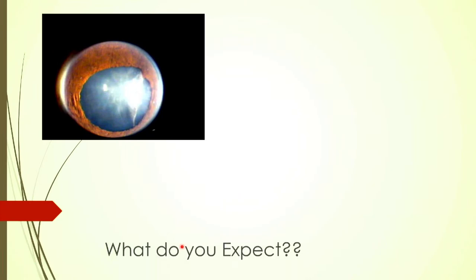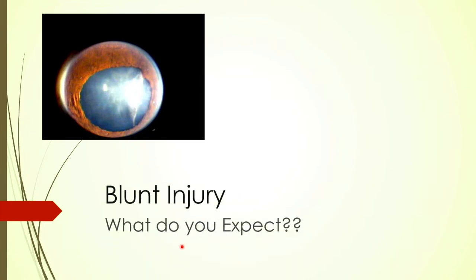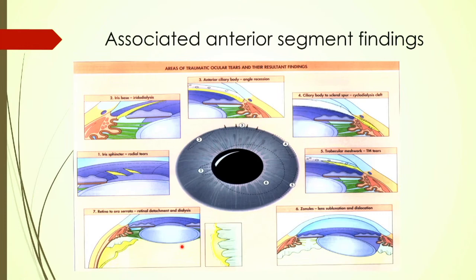Now this is a traumatic eye, showing the schematic representation and the clinical photographs. You see the iridodialysis and how it looks like in a gonioscopic image, magnified for you, showing you the processes as well. So these are the processes, and this is the angle recession in these eyes.